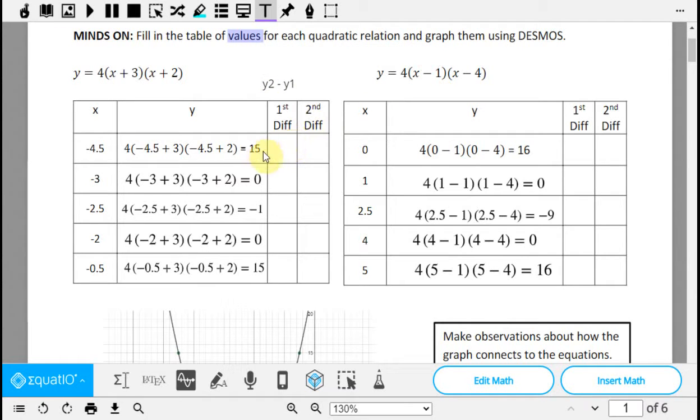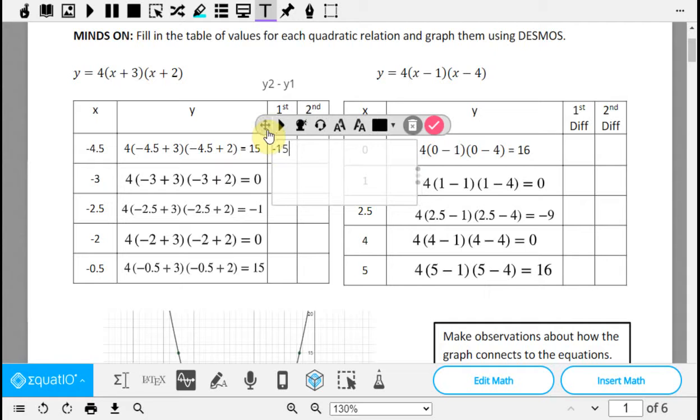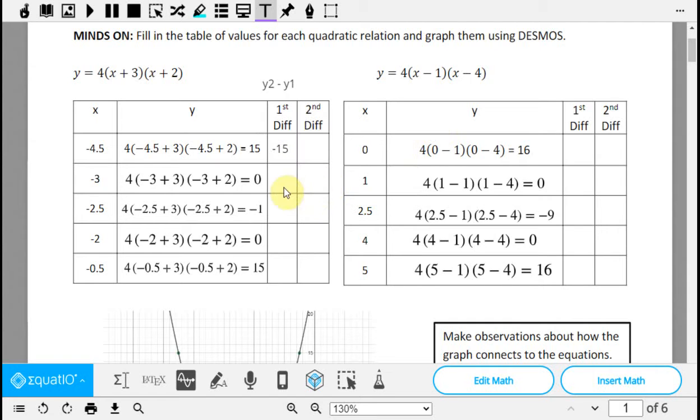So the way we can do that is look at 15 and 0. To get from 15 to 0, that's down 15. So that would be negative 15. From 0 to negative 1 is down 1.